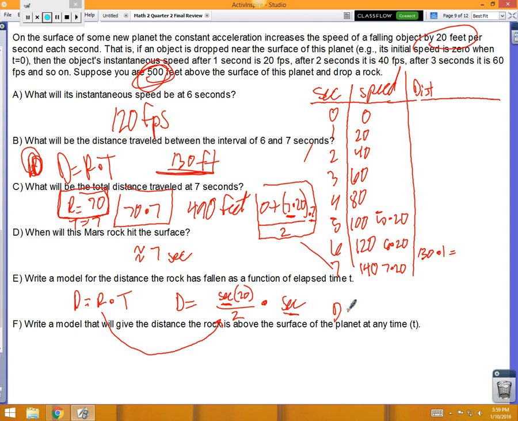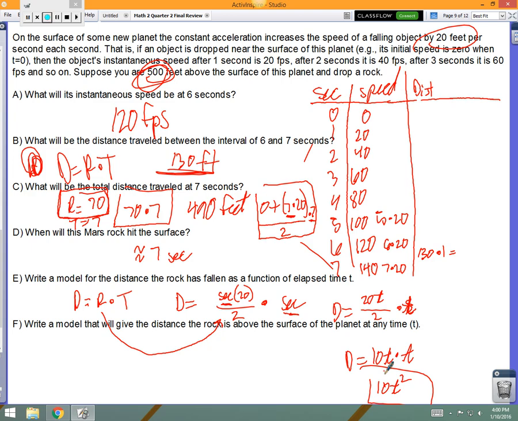So distance, and I'm going to replace seconds for t for time, is 20 times whatever the time is. And you got to divide that by 2. And then you have to times that by t. And you can simplify that. 20 divided by 2, so the total distance is going to be 10t times t, or it's going to be 10t squared. That will calculate the distance.